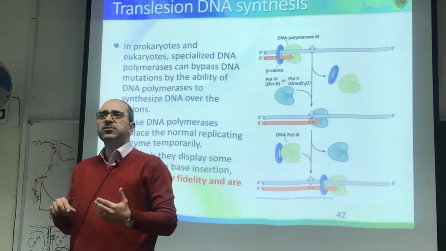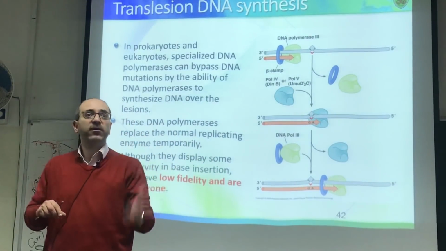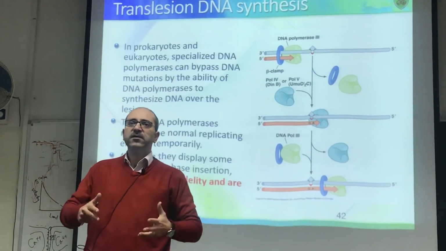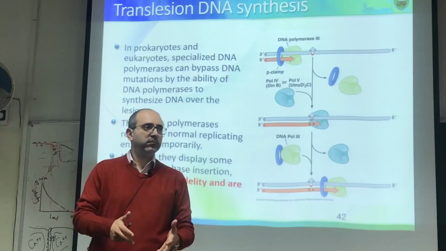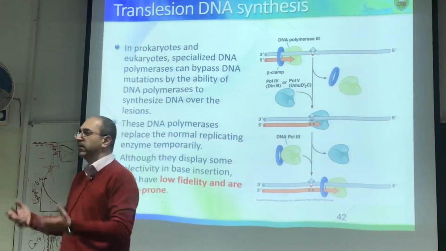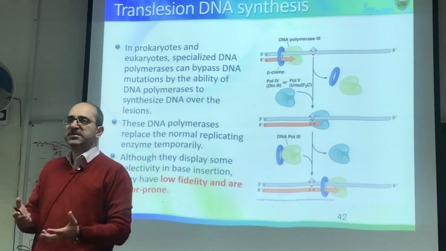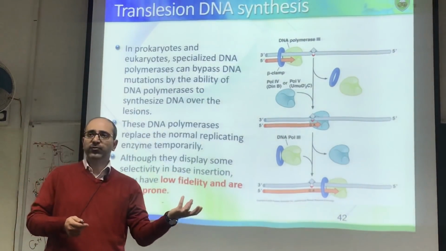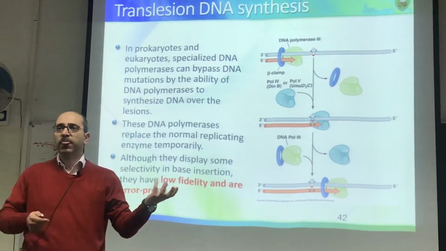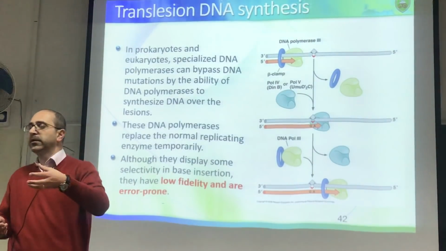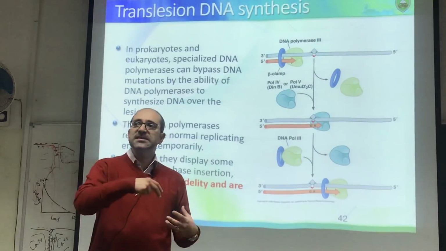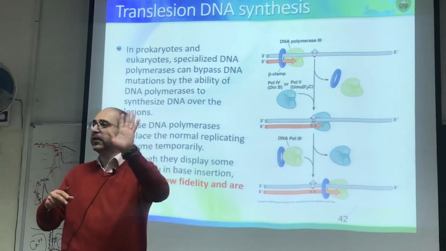This mechanism is used by cells whenever they are in a hurry. They're doing DNA replication. They see that there is a pyrimidine dimer. They don't know how to handle it. There is no time to fix it. So what they do, a DNA polymerase responsible for DNA synthesis gets dissociated from the DNA. Then other specialized DNA polymerases come in, which we are not going to discuss.